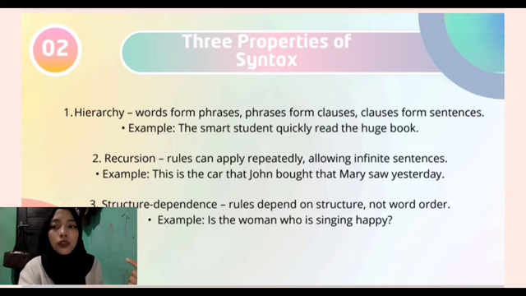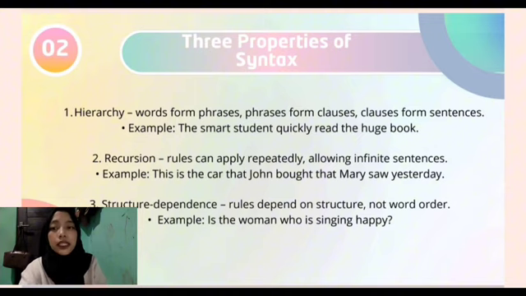And the third is structure dependence. This means that grammatical rules depend on the structure of a sentence, not the order of words. For example, when forming a question, English speakers move the auxiliary from the main clause. "The boy is sleeping" becomes "Is the boy sleeping?" But we don't move the auxiliary from a subordinate clause.